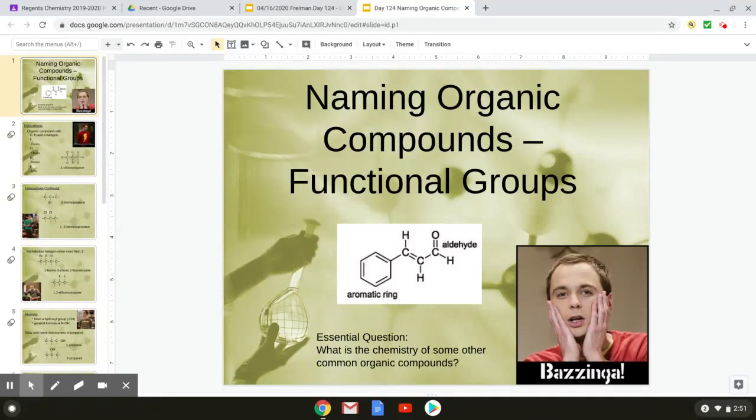Today's lesson is on naming organic compounds when we add functional groups to our hydrocarbon chains. A hydrocarbon is a carbon chain with hydrogens on it. If we add something other than carbon and hydrogen, we're adding what's called a functional group. You'll notice on your periodic table, we have what are called R groups, which signify the rest of the chain as we go along. So functional groups it is today.